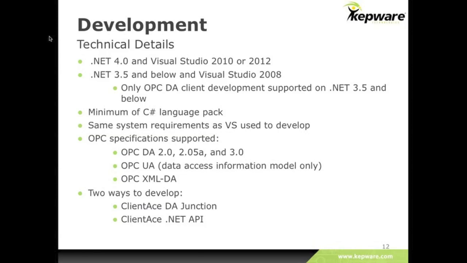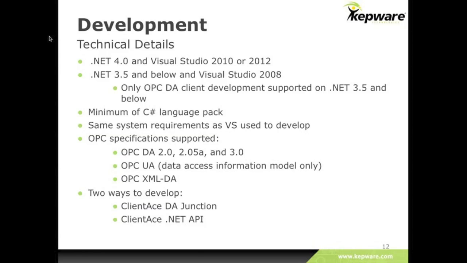In terms of operating system requirements, really simple. ClientAce apps share the same requirements as the Visual Studio version that you're using to develop with ClientAce. So ClientAce can be installed as long as Visual Studio can be installed. The OPC specs that we support within ClientAce are OPC DA 2.0, 2.05a, and 3.0, UA, and XML-DA. With UA, we only support right now the data access information model. In XML-DA, there hasn't been another version released. That's why you don't see any version information there.